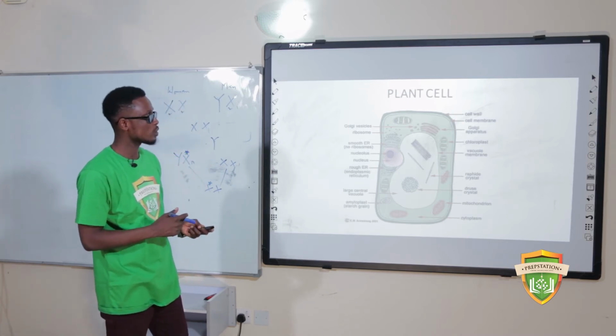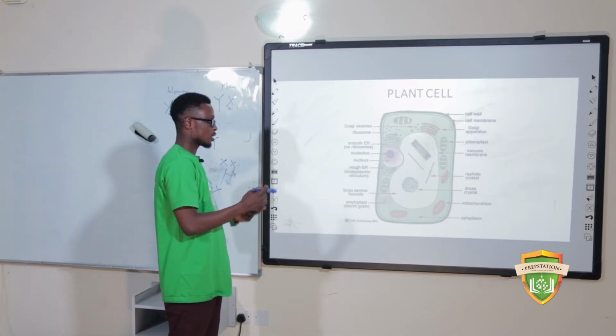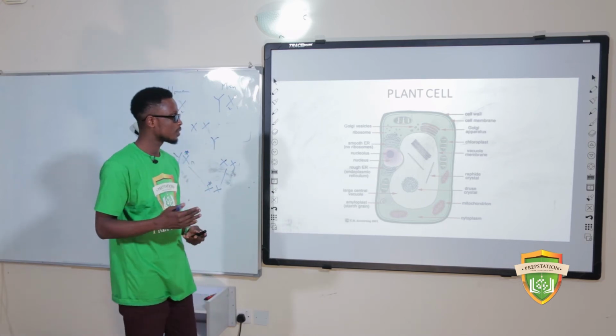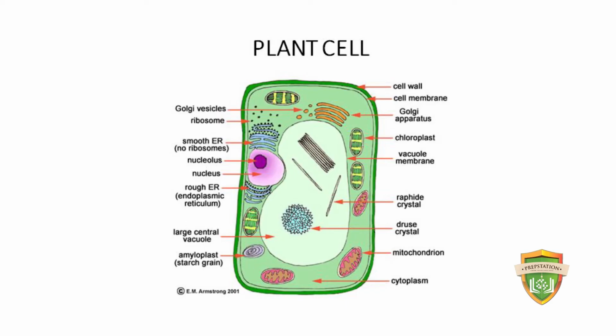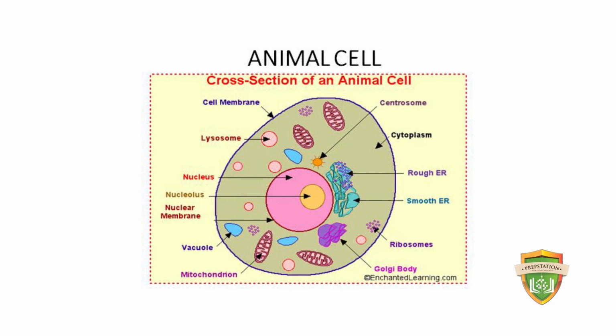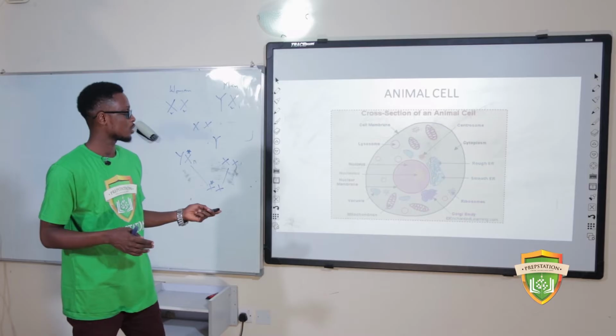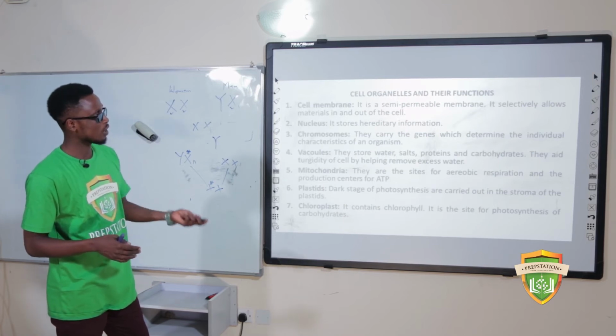And the next thing we'll treat, cell, plant cell. Now you have to study the diagram. Learn how to draw and label a plant cell. The same thing with an animal cell. You learn how to draw and label an animal cell. A plant cell is present in plants, while animal cells are present in animals.